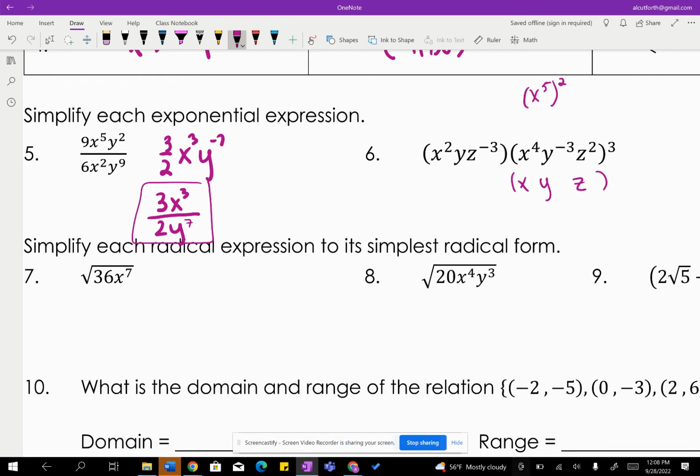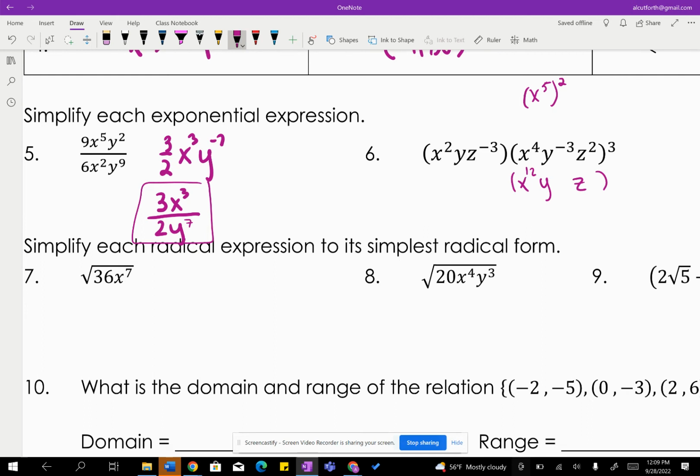Aurora, what'd you get for your x exponent, just for this part here? What'd you say? 12? X is 12, 4 times 3 is 12. Mia, what did you get for your y exponent right here? Mia, did you hear me? What'd you get for your y exponent right here? Did you do the y's? Go ahead and do that now.